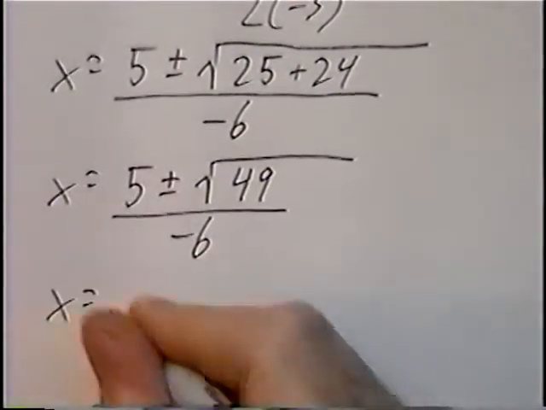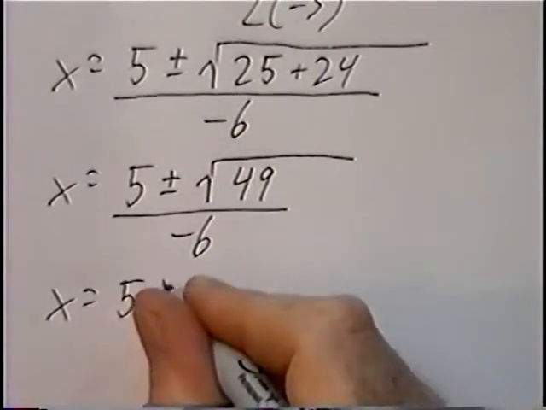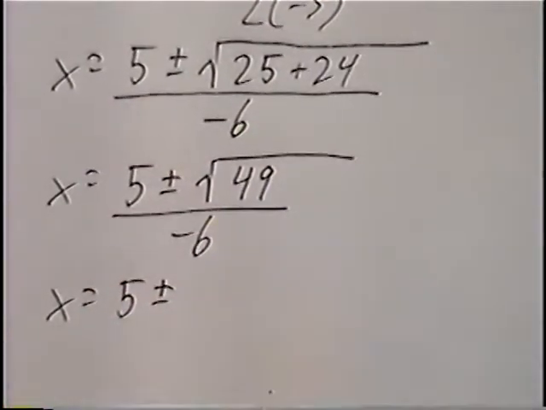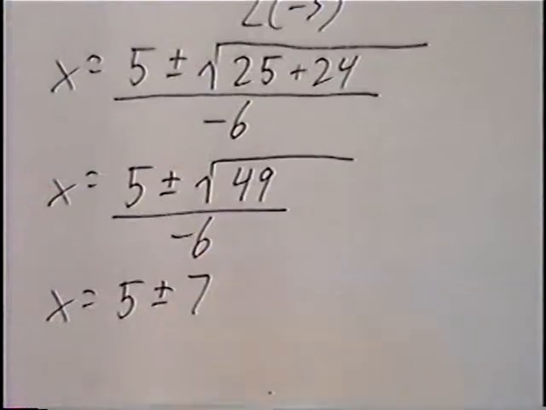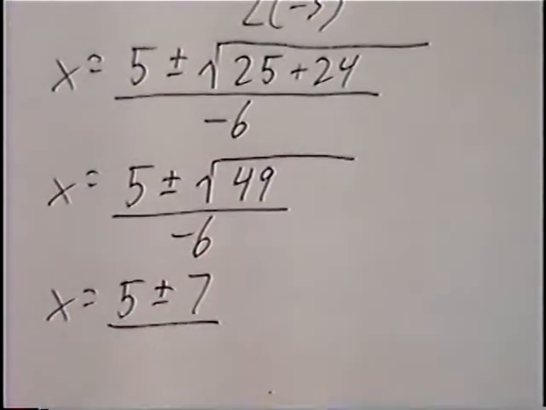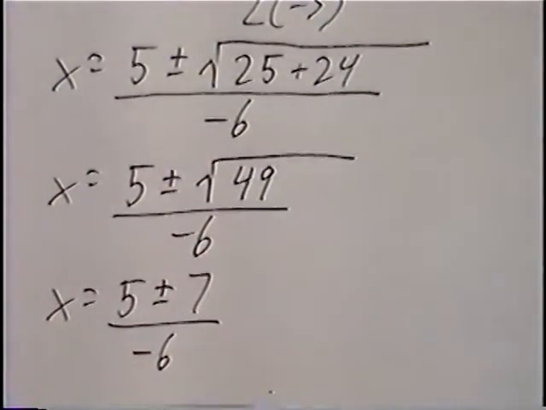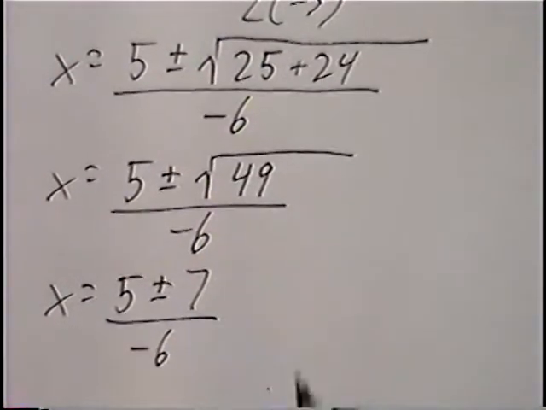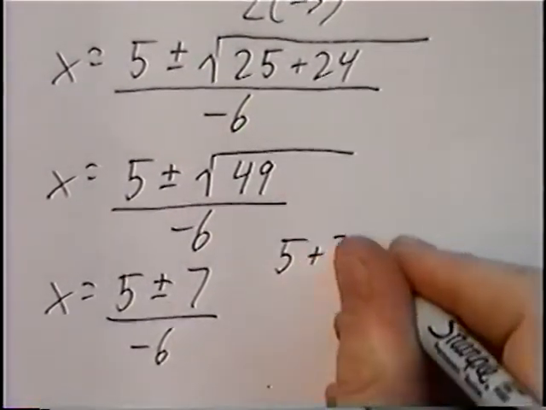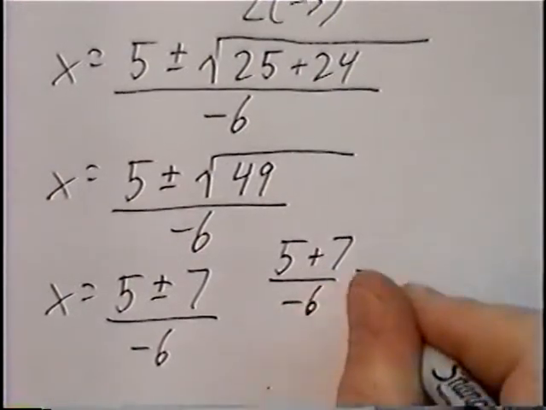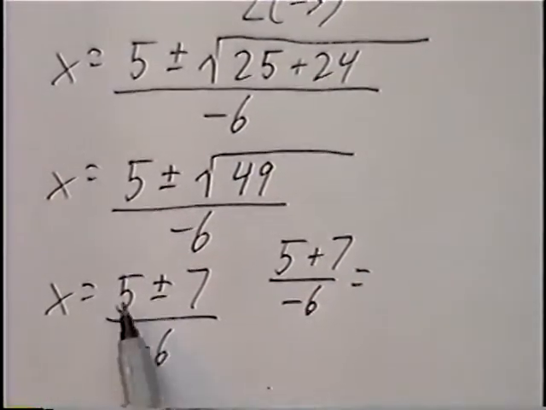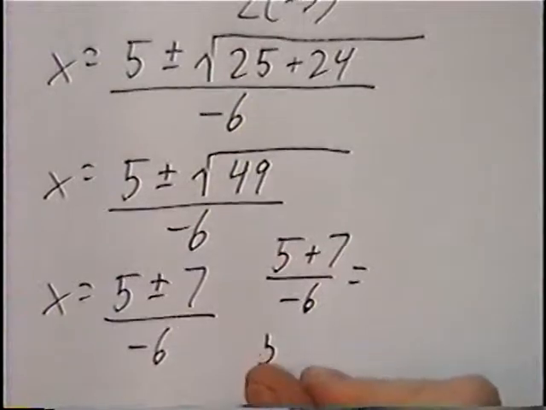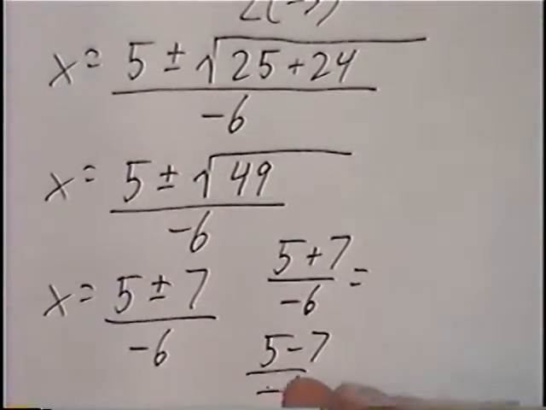X equals 5 plus or minus the square root of 49, which would be 7, all divided by negative 6. From here we can get two answers. The first answer would be 5 plus 7 divided by negative 6. And the second answer would be 5 minus 7 divided by negative 6.